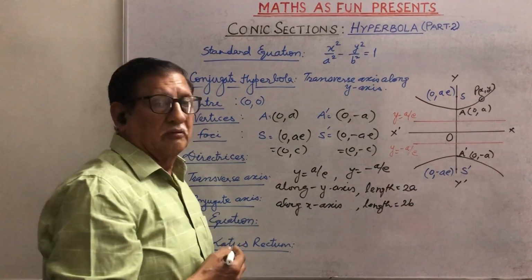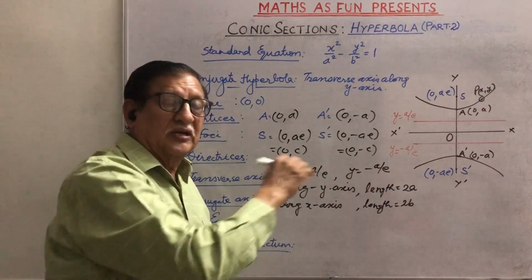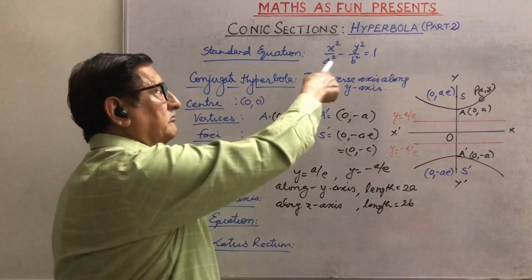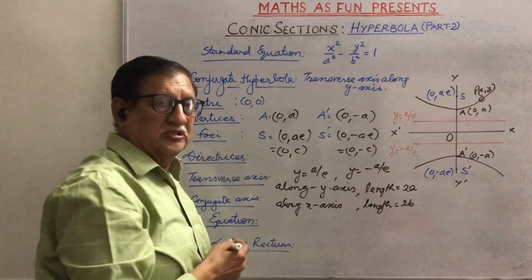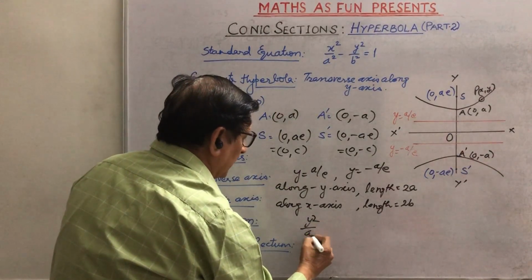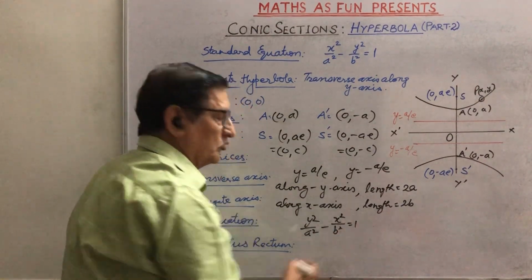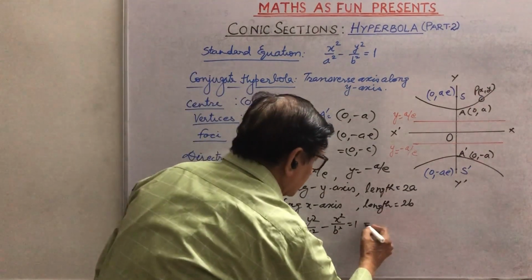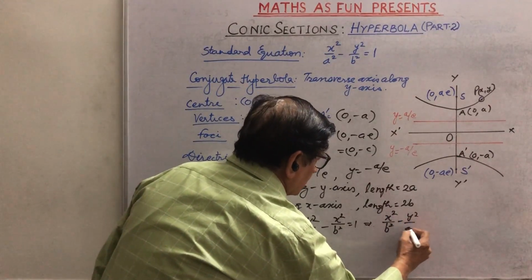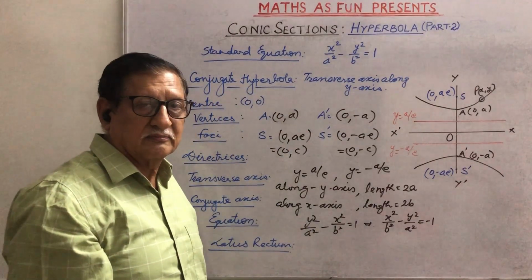The standard equation. As we have seen here, the transverse and conjugate axes have interchanged. So in the equation also x and y will interchange. And the equation of this will be y square upon a square minus x square upon b square is equal to 1. Or we can also say it is x square upon b square minus y square upon a square is equal to minus 1.